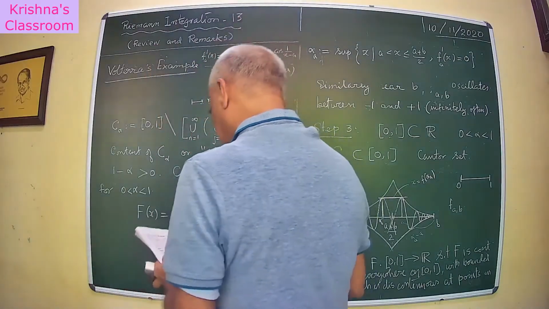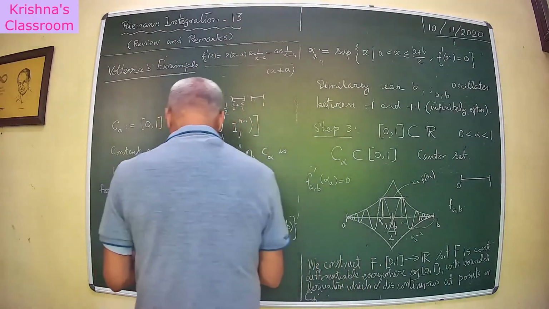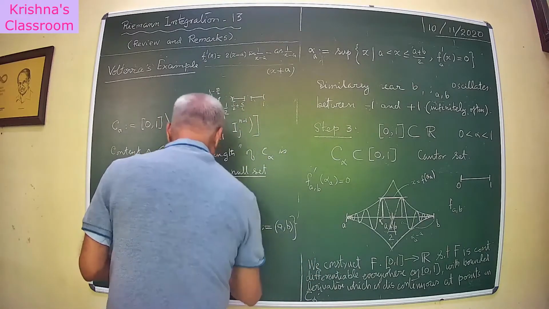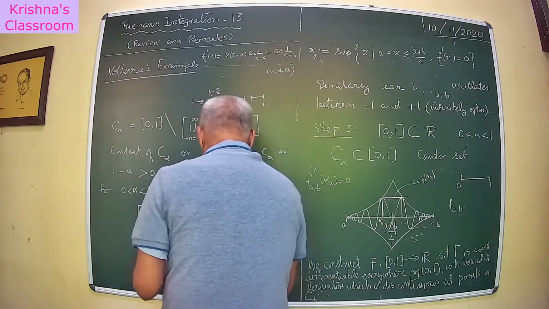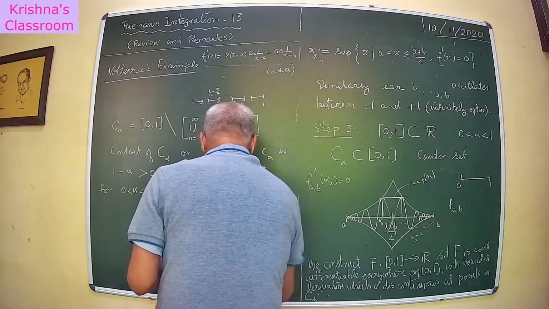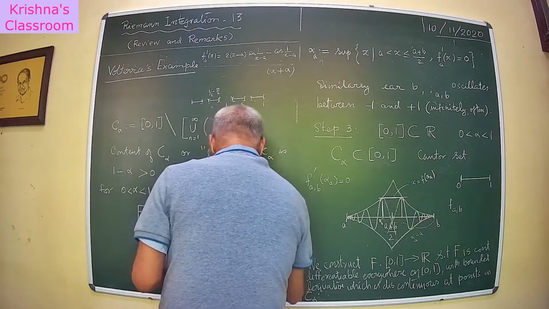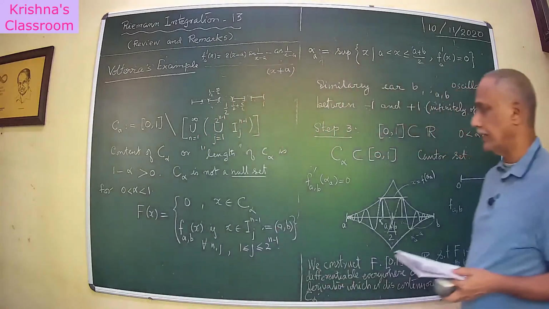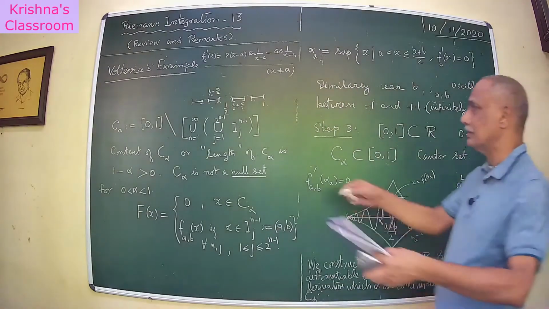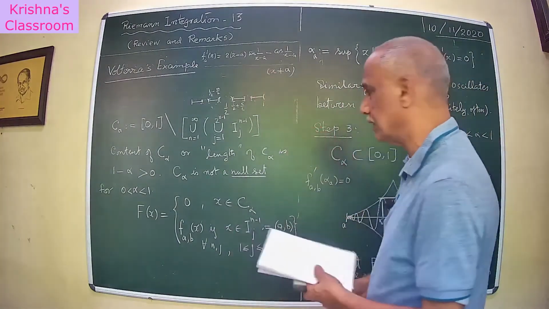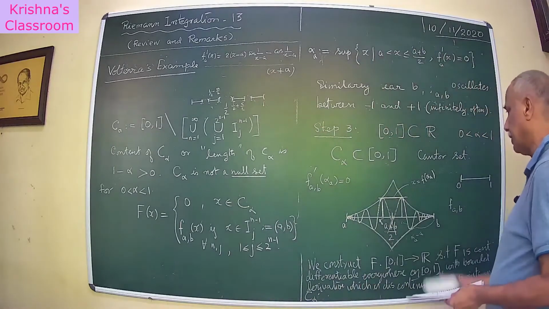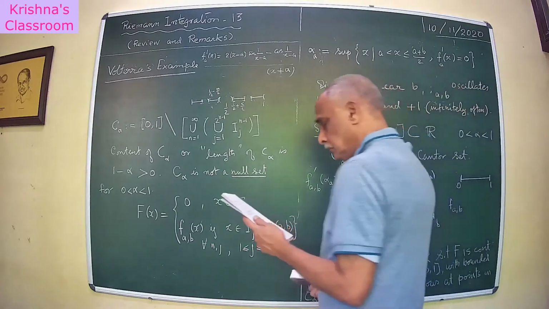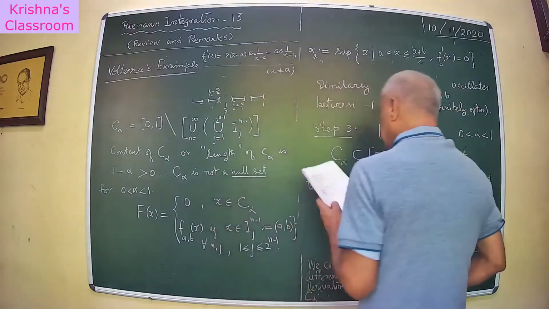Now this is for 1 less than or equal to j less than or equal to 2 to the power n. This is that, and then it's a very beautiful function. In fact, it's difficult to draw it, but you can imagine once you understand this function. Now let us start proving one by one.